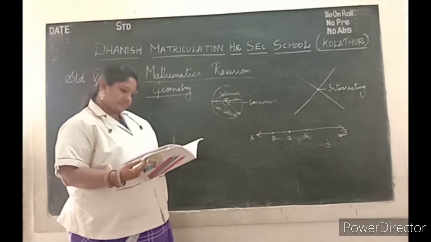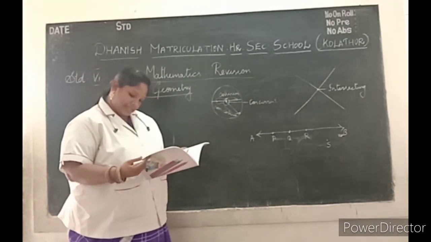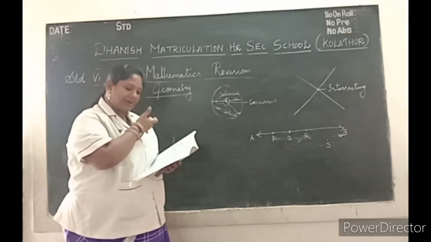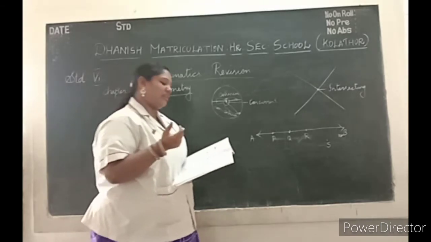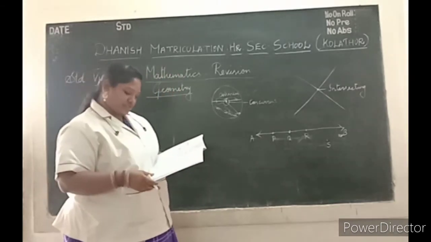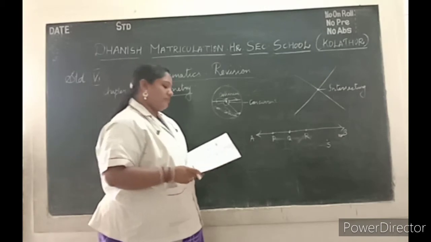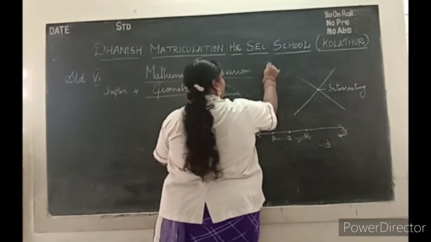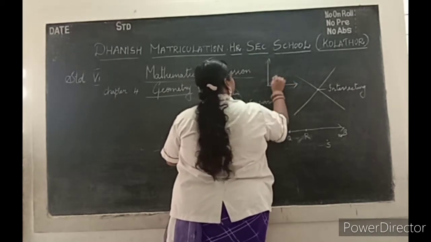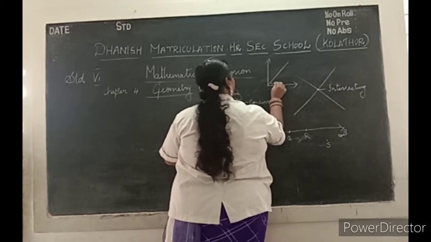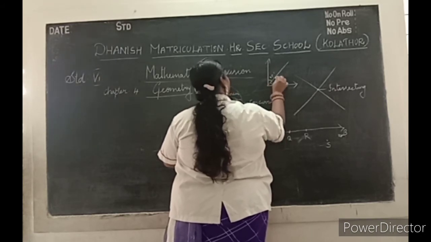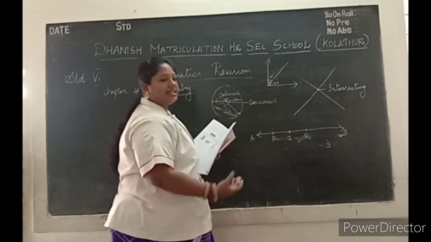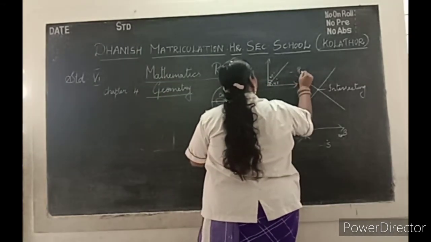See, on page number 85, with the help of the picture we have to find whether this is complementary or supplementary. In the fifth question, a right angle is given, and they have divided it like this. So this is 45 and this is 45. 45 plus 45 is 90 degrees. So 90 degrees means it is a right angle.